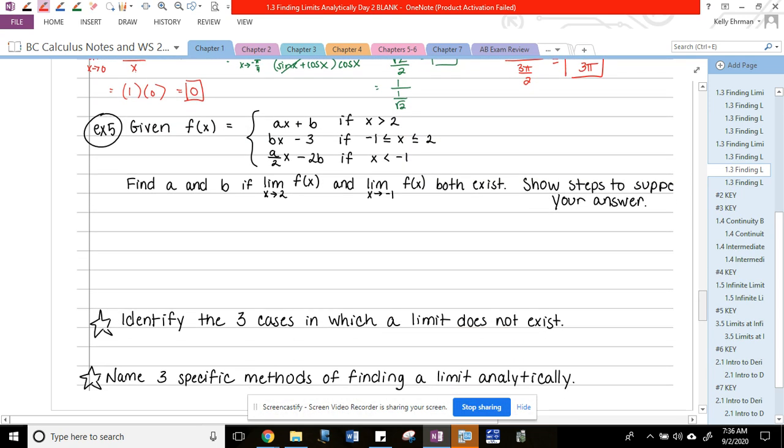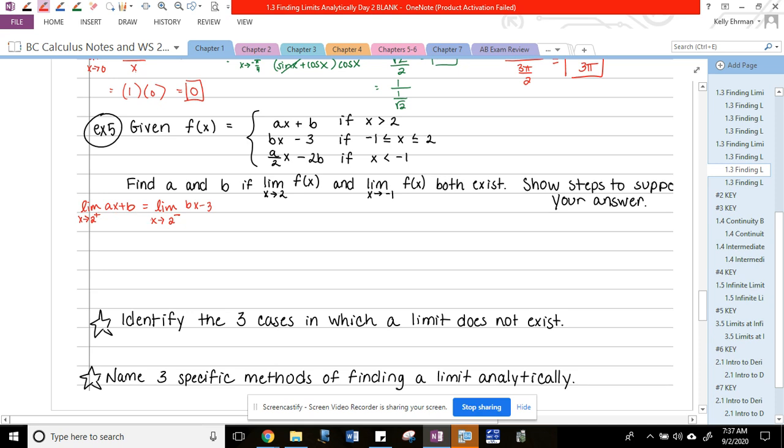Okay, final example here. Find a and b if the limit as x approaches 2 of f of x and the limit as x approaches negative 1 of f of x both exist. Show work. Okay, so if the limit exists, let's start with 2. Then the limit as x approaches 2 on the right for the top equation of ax plus b needs to equal the limit as x approaches 2 from the left. And where are we approaching 2 from the left? That would be the middle equation. X is less than or equal to 2. So of bx minus 3.